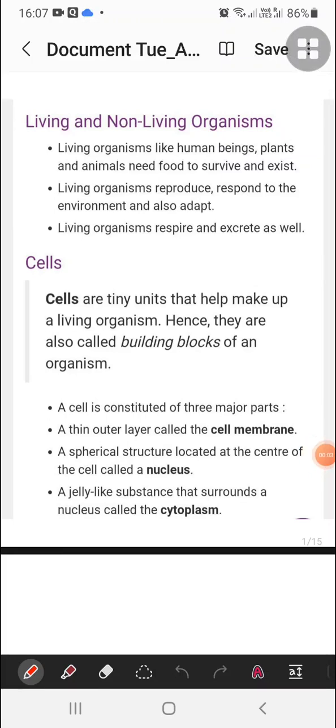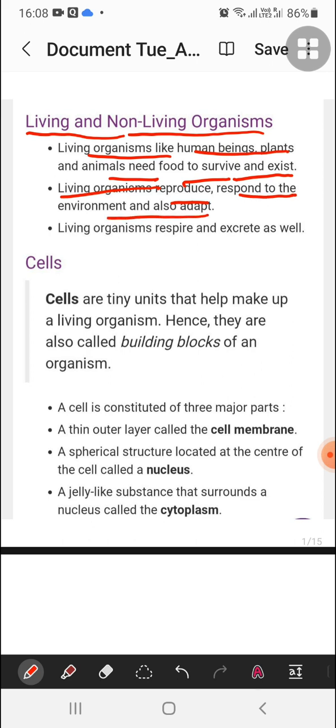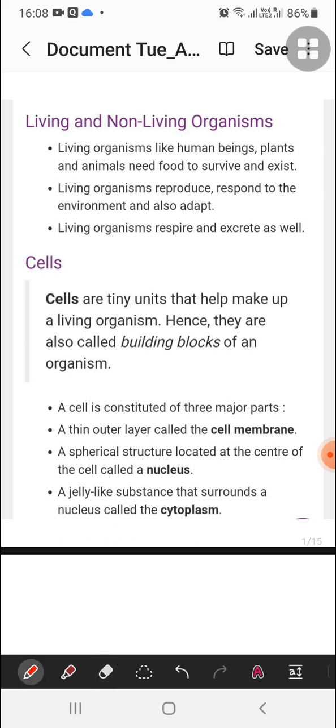In this video we are going to discuss class 7 science chapter 1, nutrition in plants. So our very first topic is living and non-living organisms. What is a living organism? Living organisms like human beings, plants and animals need food to survive and exist. Living organisms reproduce, respond to the environment and also adapt. Living organisms respire and excrete as well.